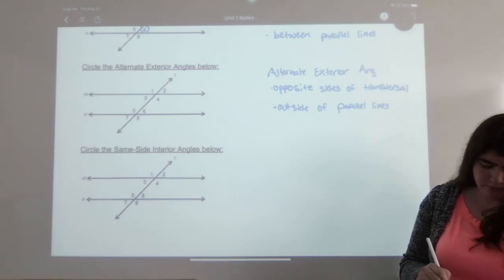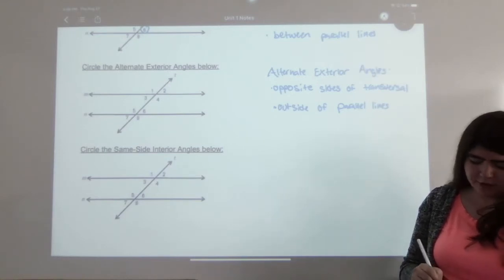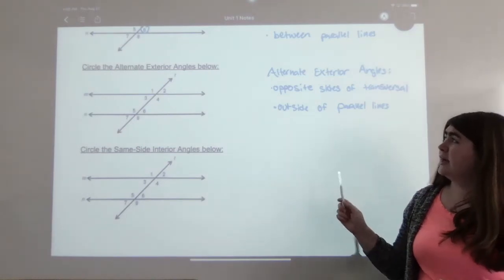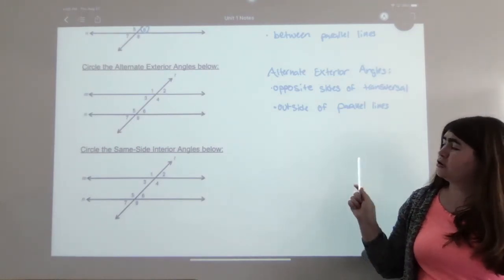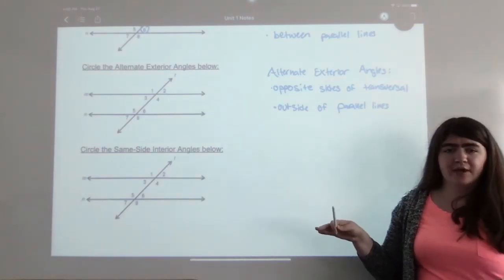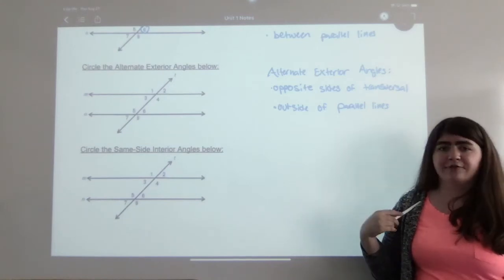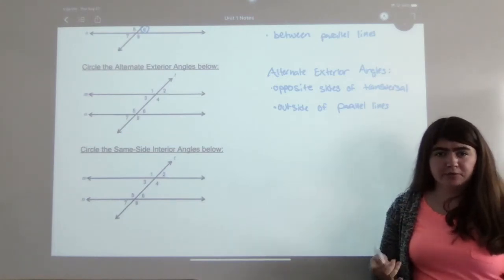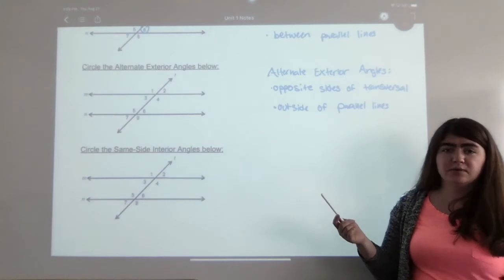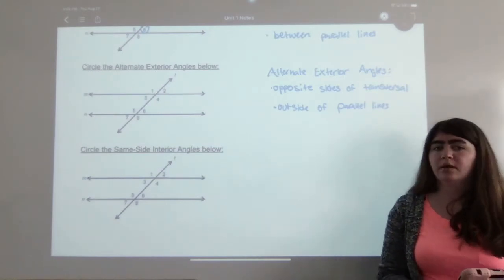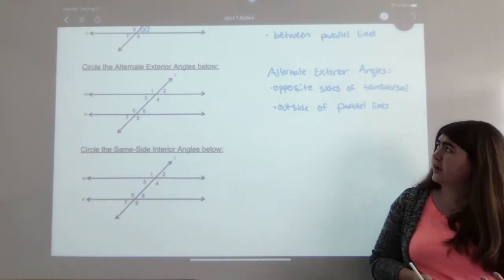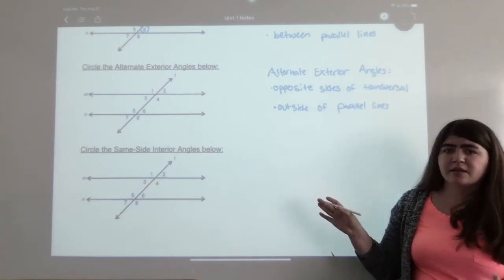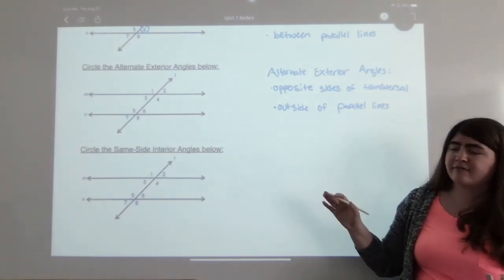angles. Like alternate interior angles, you'll also see me abbreviate that as AEA in the future. Not an official abbreviation, that's just my shorthand for notes. If you want to do that in your notes, that's fine. On an assessment, you would need to be able to write the whole thing out. All right, so alternate exterior angles, opposite sides of the transversal, outside of the parallel lines.